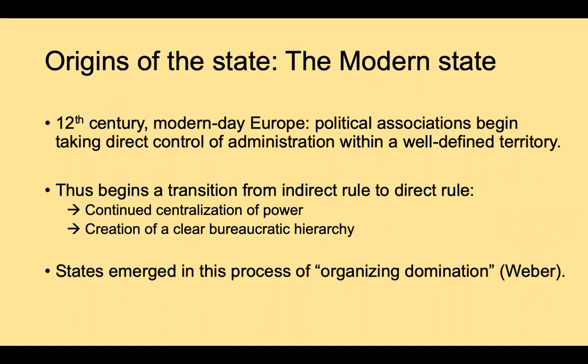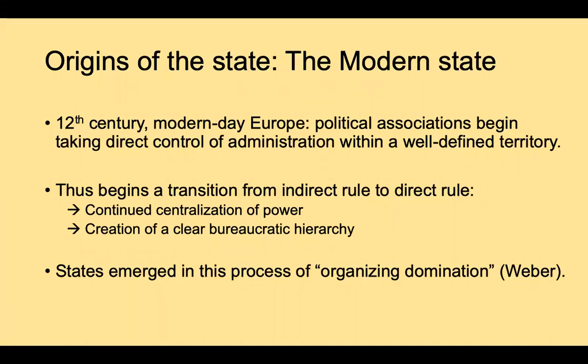This was a period where these kinds of political associations that existed in various forms that we just discussed began taking direct control of administration within a well-defined territory. Now, remember that this was a distinction from what took place before, which was characterized by indirect rule. The establishment of direct control of administration within a well-defined territory meant that there were much more direct and less mediated relationships between the administrative apparatus of these associations and the actual human communities themselves. In this process of establishing direct control began a transition from indirect rule to direct rule.